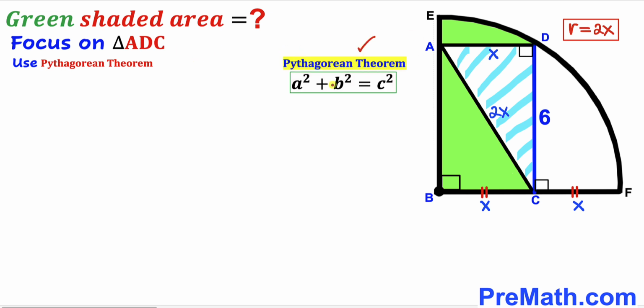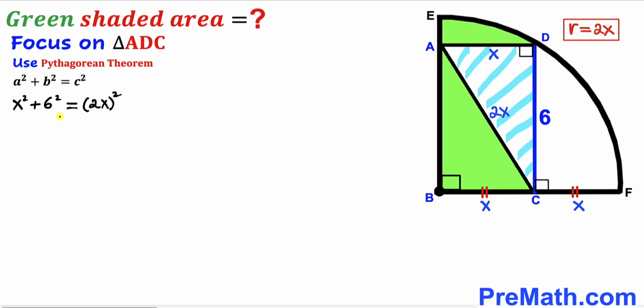And here's our Pythagorean theorem: a square plus b square equal to c square. In our case, our hypotenuse is 2x, whereas our two other legs are x and 6. So let's go ahead and fill in the blanks in this Pythagorean formula. So we got x square plus 6 square is going to be equal to 2 times x whole square. Let's simplify. That is going to give us x square plus 36 is equal to 4 times x square. And now I'm going to subtract x square from both sides.